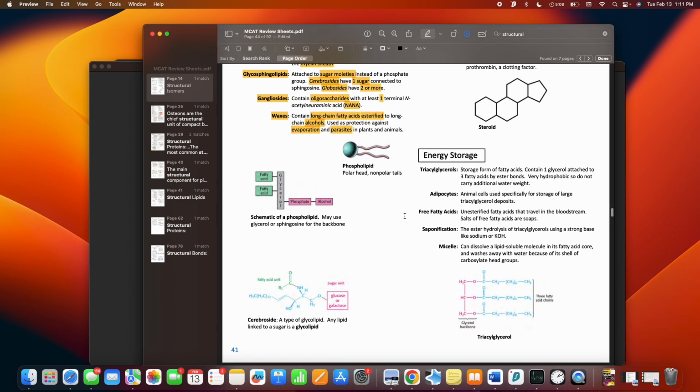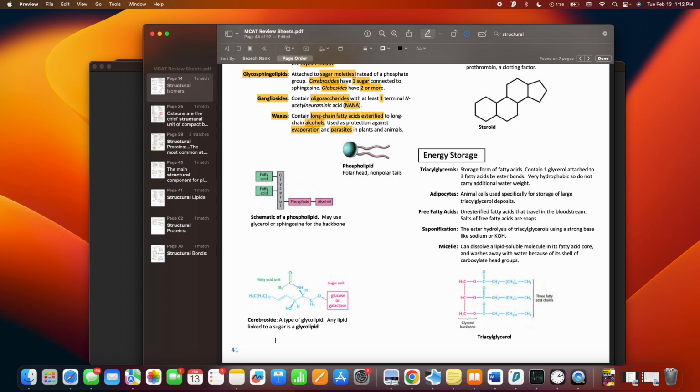So this is a phospholipid: polar head, nonpolar tails. This is a phospholipid: fatty acid, glycerol. We use glycerol or sphingosine for the backbone. Phosphate, alcohol. So these are the fatty acids, the tails, and the alcohol and the phosphate are the head, and the glycerol is the backbone. They have cerebroside, a type of glycolipid.